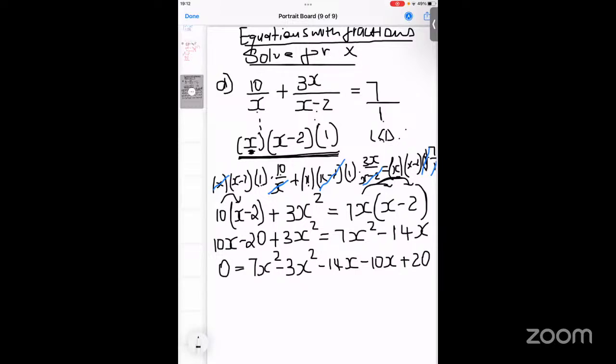So that means you've got 7x squared minus 3x squared. 14x, yes, it was already there. You just took that 10x to the other side, it changed the sign. Even the 20 you took to the other side. So what is that minus that? Trust me, it gives you 4x squared. Then you get 24x, and then you still have your 20 there.